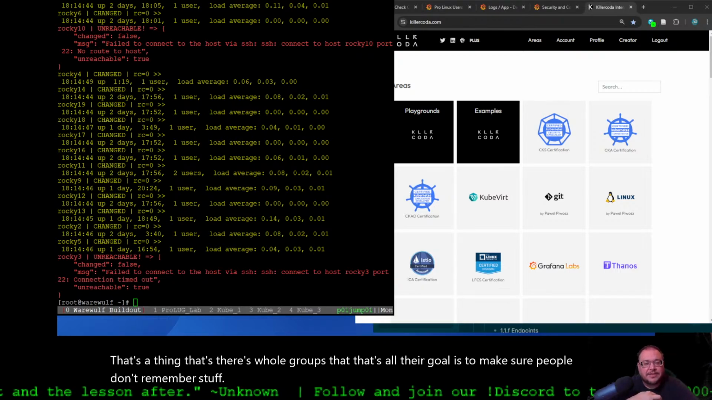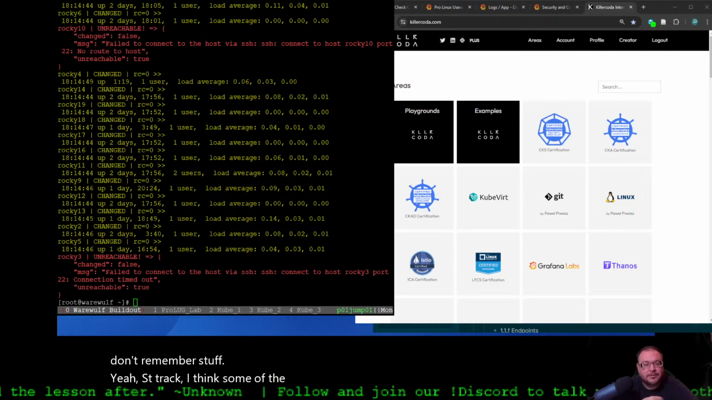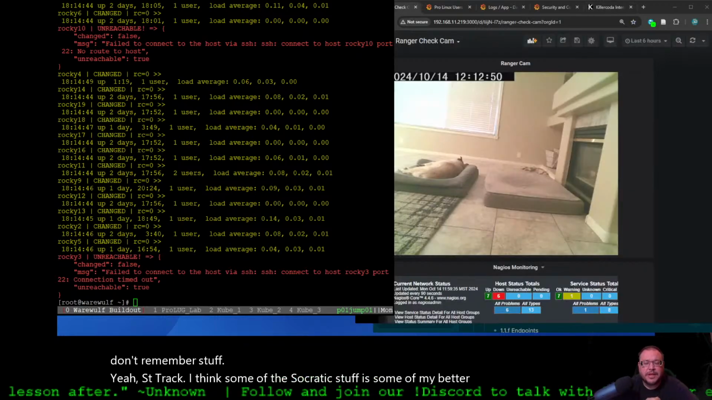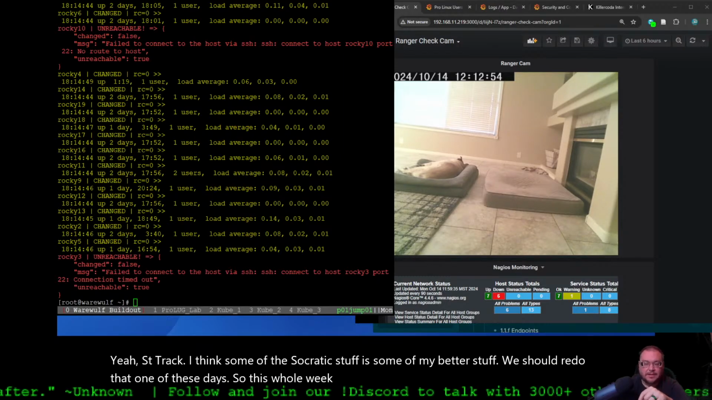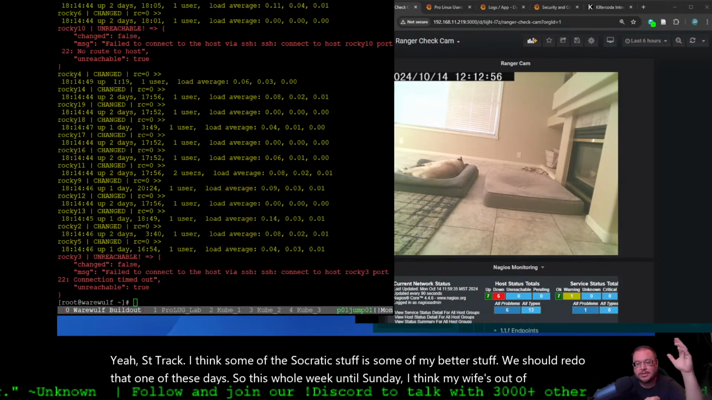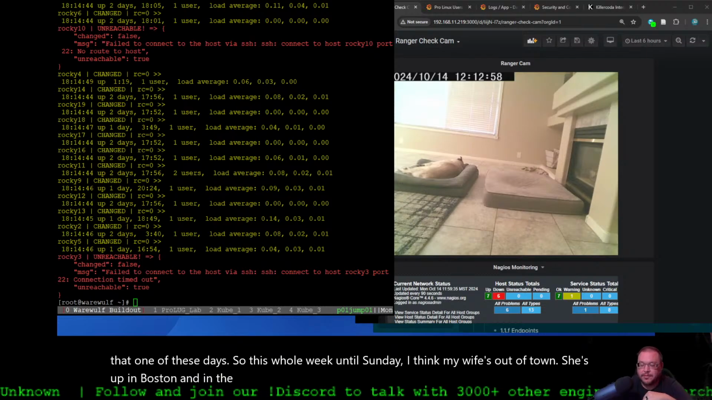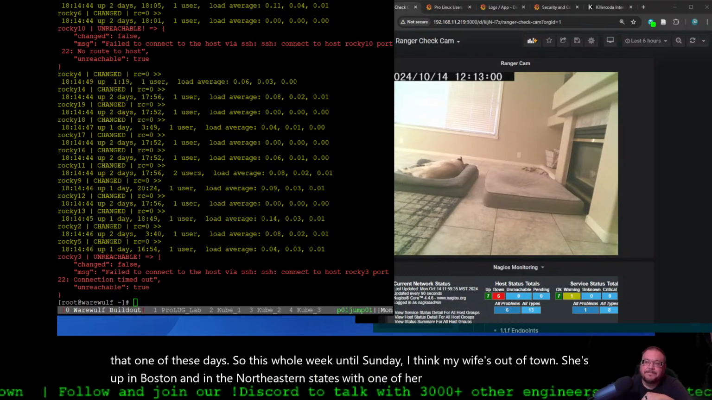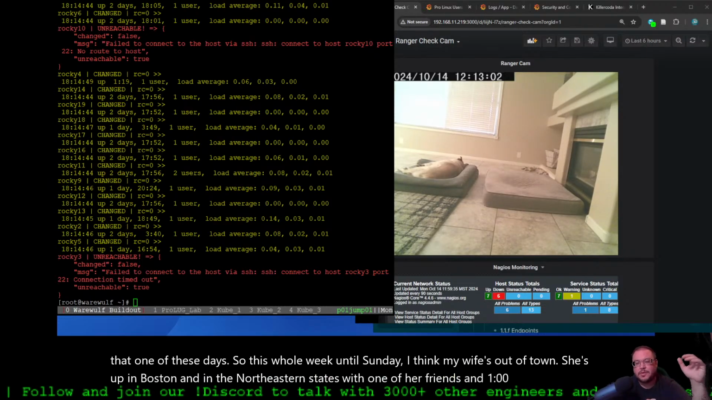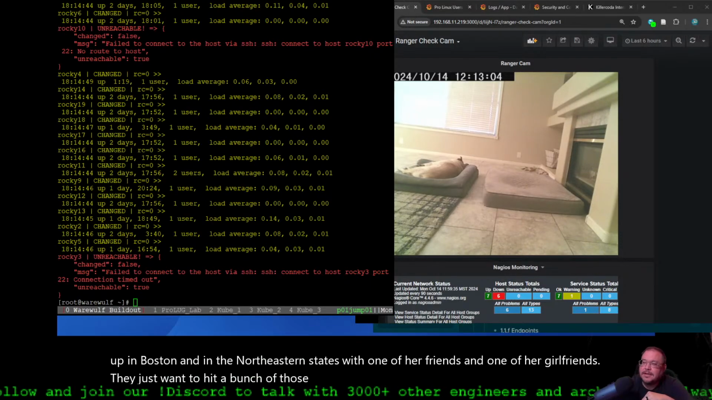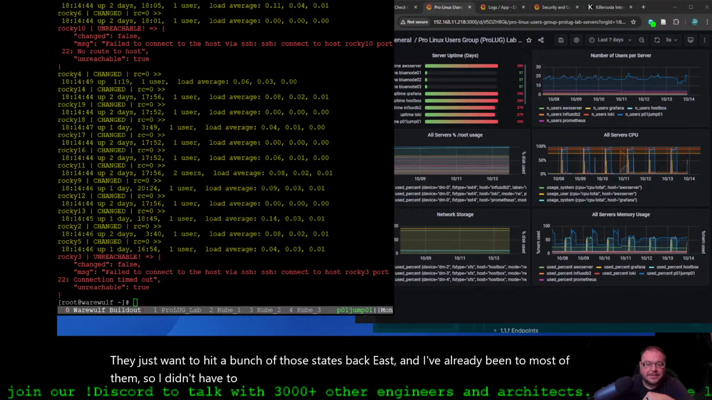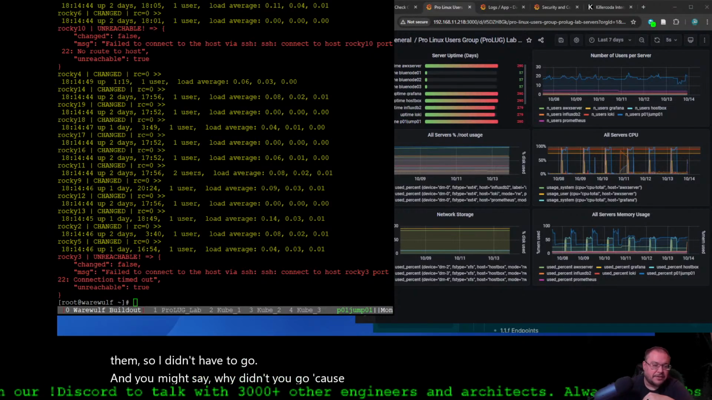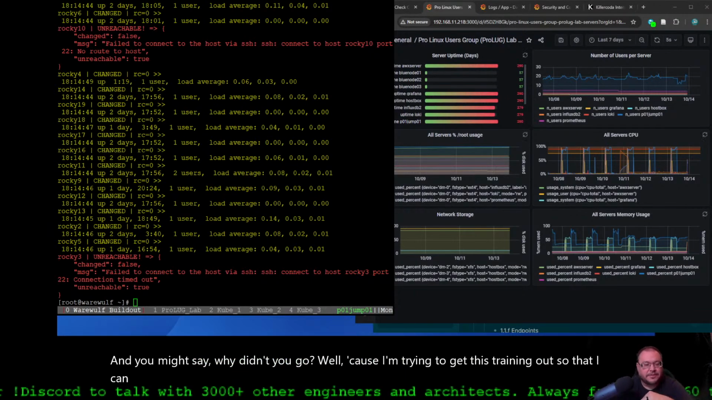Yeah, Street Track. I think some of the Socratic stuff is some of my better stuff. We should redo that one of these days. So this whole week until Sunday, I think my wife's out of town. She's up in Boston and the northeastern states with one of her girlfriends. They just wanted to hit a bunch of those states back east. I've already been to most of them, so I didn't have to go. And you might say, why didn't you go? Well, because I'm trying to get this training out so that I can go and do this other stuff.